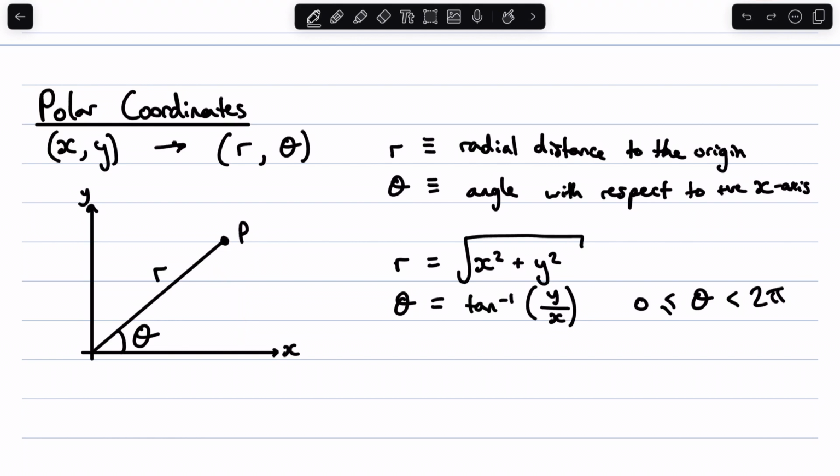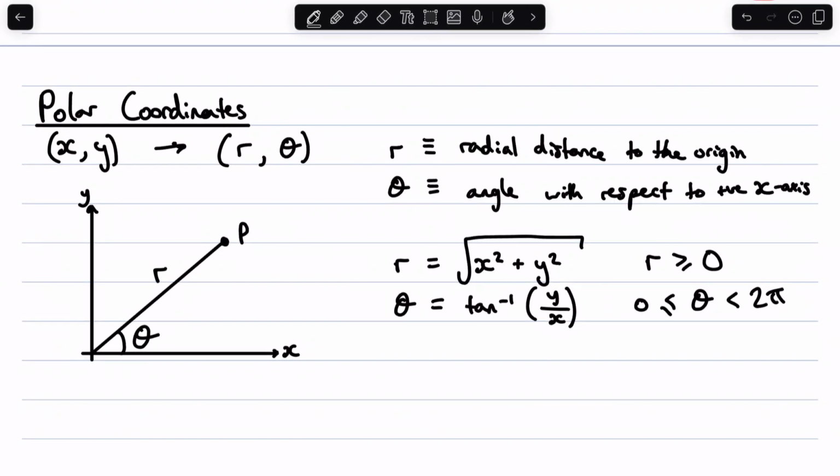And the radius, I should have said, is always going to be greater than or equal to 0. Because if you thought a negative radius here will point down here, that's the same as whatever angle this is, plus pi, and then it's again a positive radius going outwards.